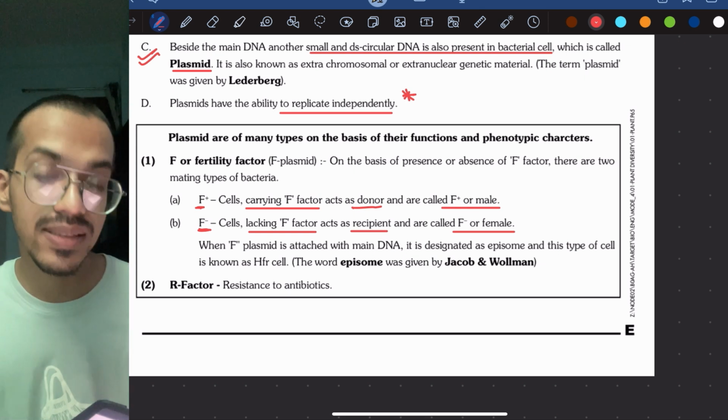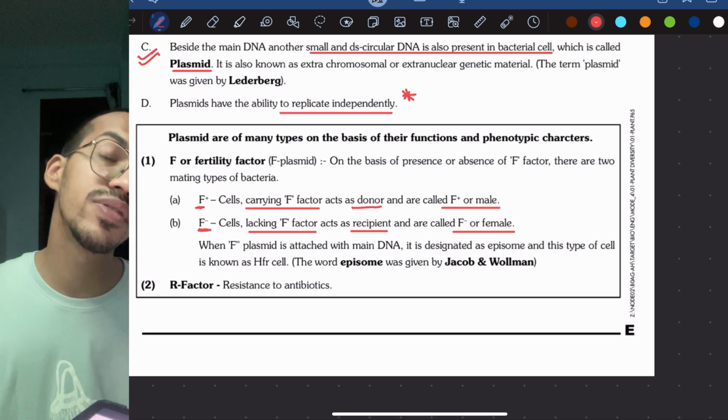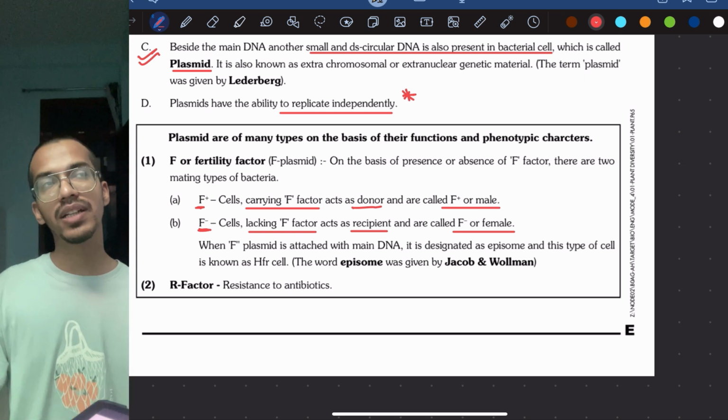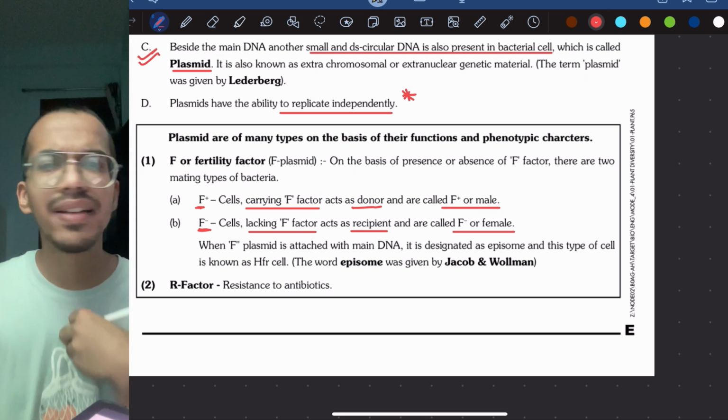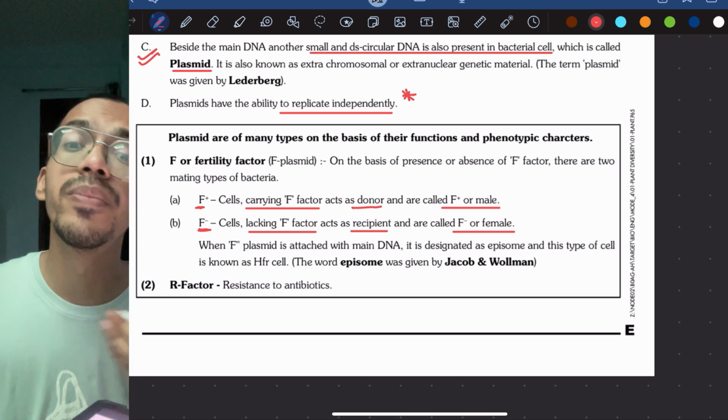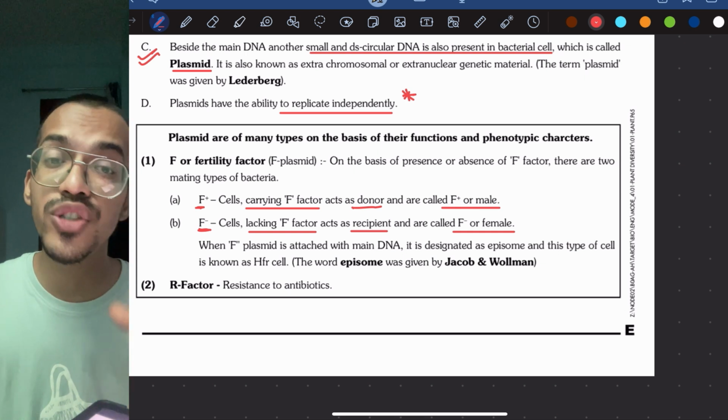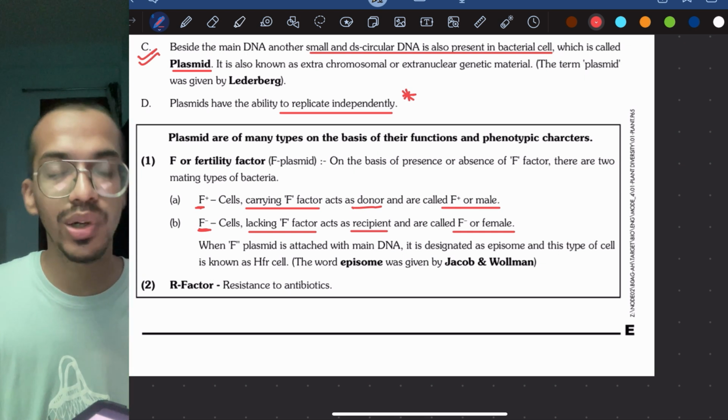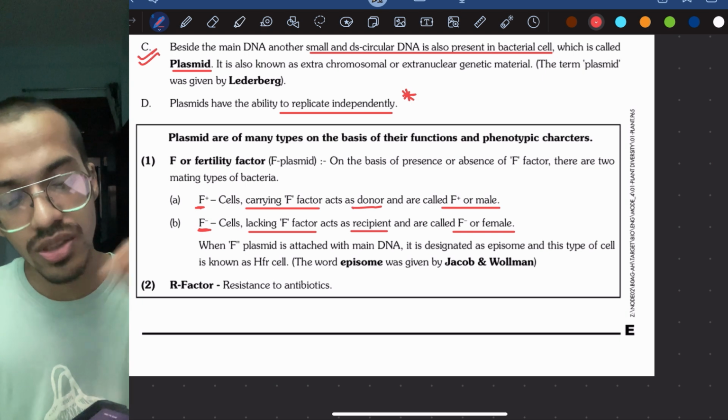Next is the R factor. R factor gives antibiotic resistance, means certain bacteria, if you take the medicine, they will not die because they have this kind of plasmid which protects them from it. So this thing is there, so just go through this.